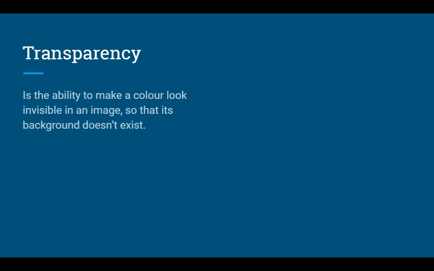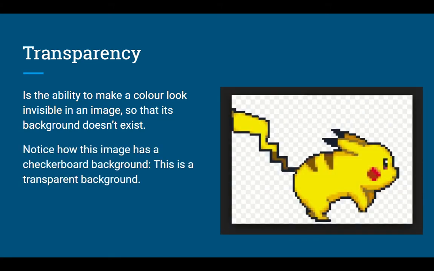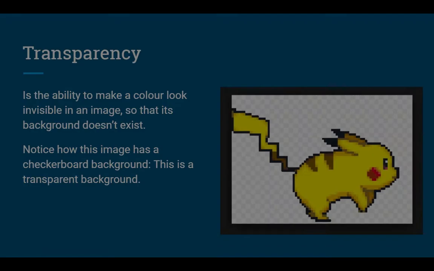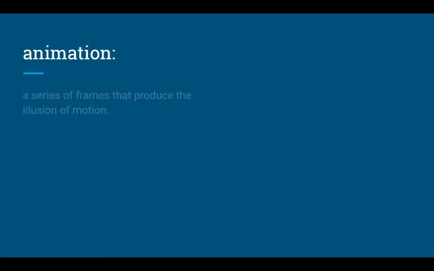Again, you should probably know what this already is. It's the ability to strip out a colour from an image. So here we have everyone's favourite Pokemon, Detective Pikachu. The checkerboard background means it's transparent, so we don't see it. That colour has been stripped out of the image. And that is also useful for animation.